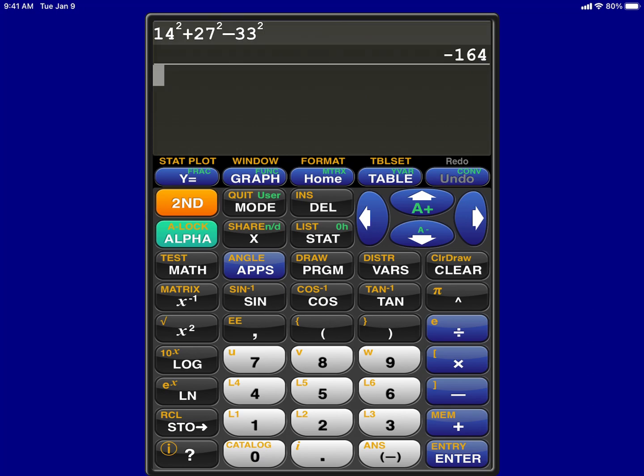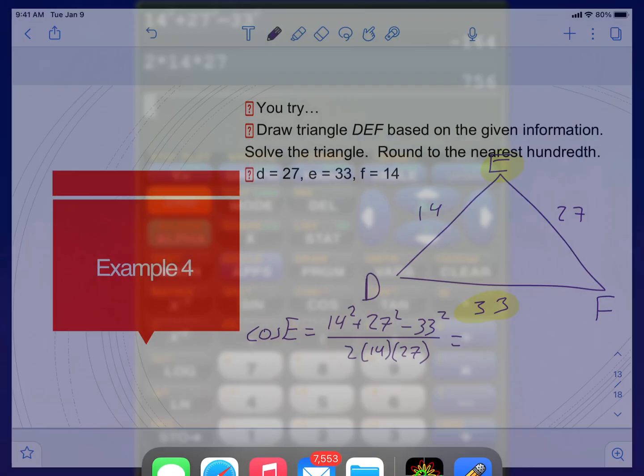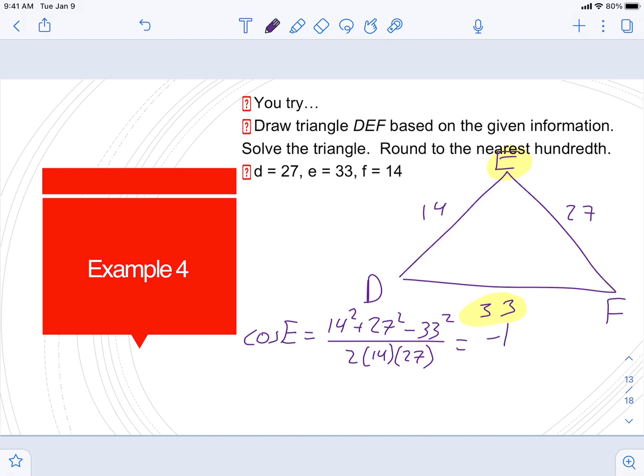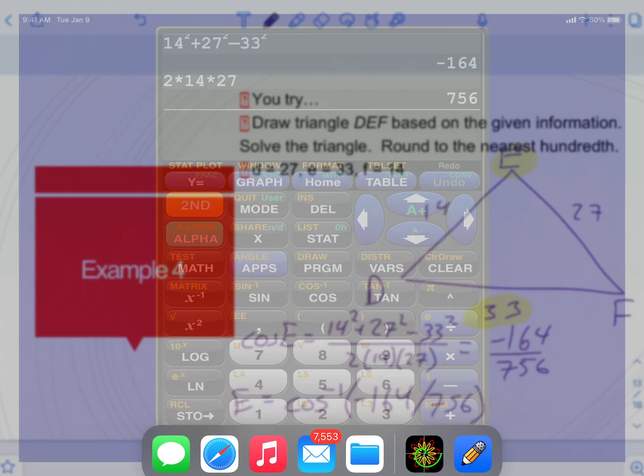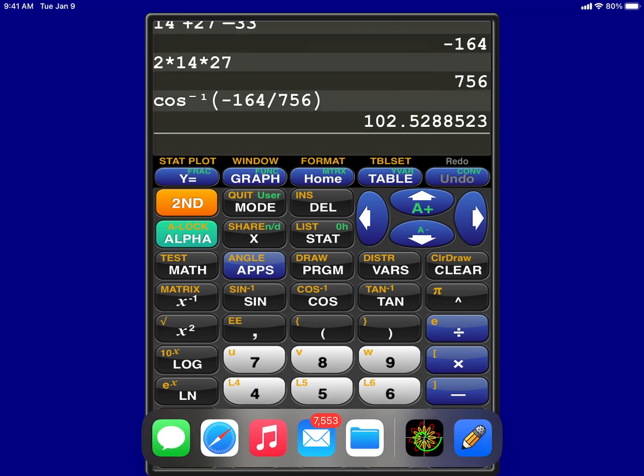Now that happens sometimes. A lot of students get a little mixed up with that. They think they shouldn't get a negative number for one of these, but when we do inverse cosine, you can do inverse cosine with negative values, so it's no big deal. All right, and the bottom part was 2 times 14 times 27, 756. All right, so then E is going to equal inverse cosine of negative 164 over 756, and that is 102.53.